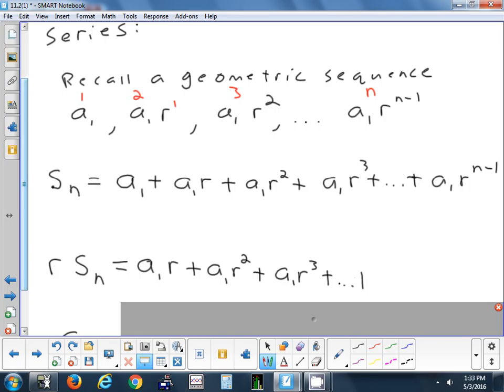Plus a sub 1 r to the 4th, to the 5th, to the 6th, to the 7th, a bunch of terms in the dot, dot, dot. And then, what would my last term be? a sub 1 r to the n. Somebody tell me what the term would be just before that one? a sub 1 r to the n minus 1. Yep. And the one before that would be a sub 1 r to the n minus 2, and the one before that, r to the n minus 3.